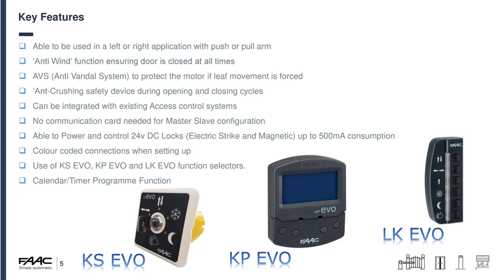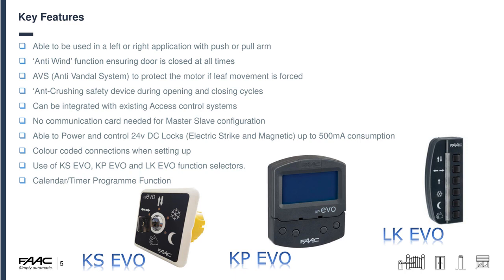Anti-wind function ensures the door is closed at all times. The anti-vandal system protects the motor if leaf movement is forced. Anti-crushing safety devices during opening and closing cycles. Obviously, normally you would integrate safety sensors such as our XPBs or our flat scans for safety on the door leaves as they're opening and closing, but obviously it means that this operator can, as it's closing, if it does come up with an obstruction, stop and open itself back up again.